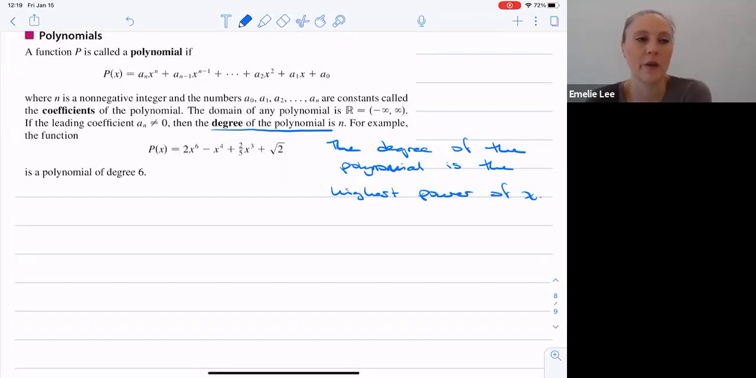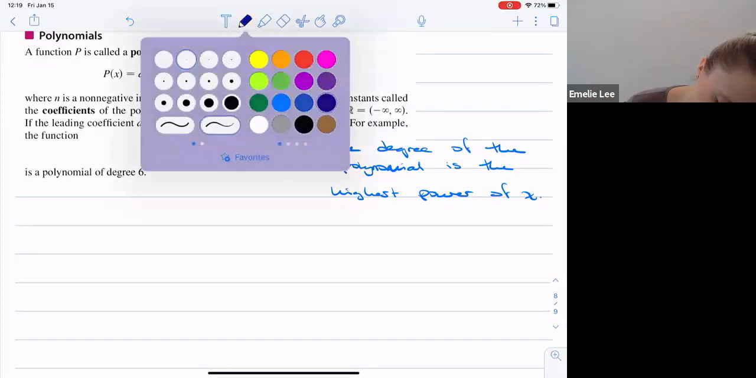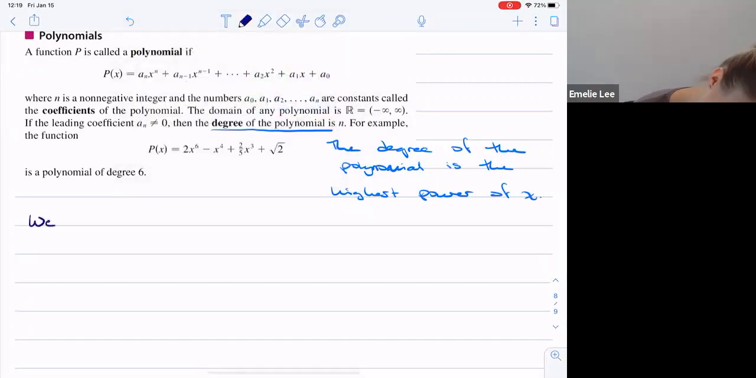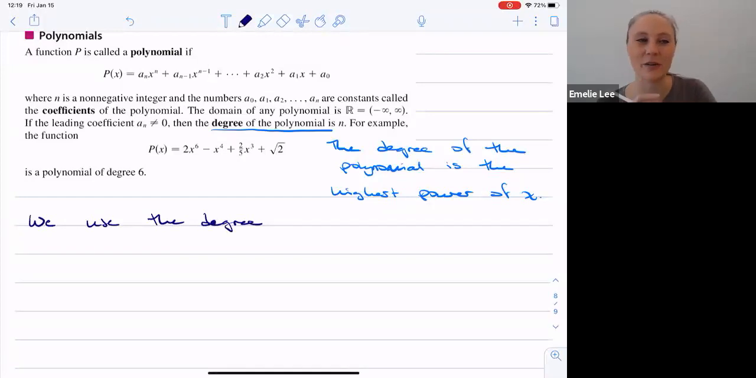Okay. And the degree of the polynomial, we use it to get an idea of the behavior of this polynomial, the overall behavior of a polynomial. So we use the degree, and like I said earlier, if the highest power of x is even, then you have an even function. And if it's odd, then you might have an odd function, if anything.